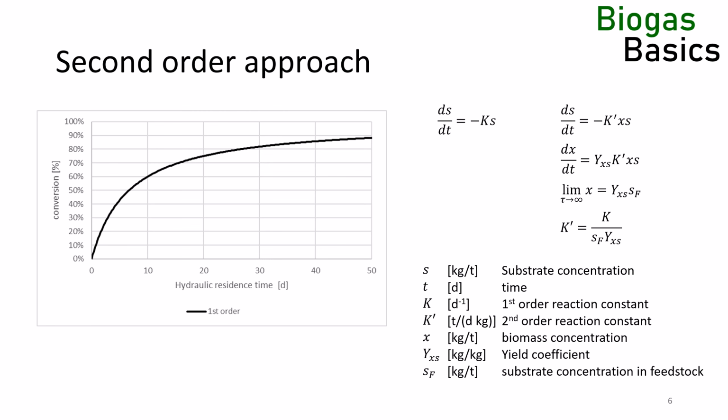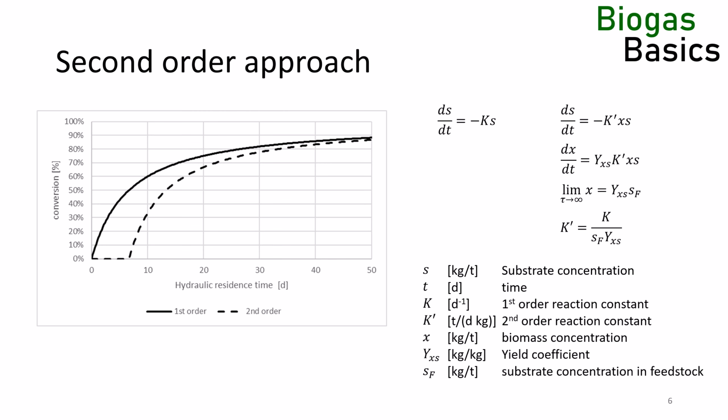Let's plot the conversion factor in a CSTR for the second order reaction. The dashed line is the second order reaction, the solid line is the first order reaction. We see that in the chemostat region, at high residence times, the second order reaction behaves very similar to the first order reaction. But unlike the first order reaction, the second order reaction shows a washout point. The second order reaction can describe a CSTR much more accurately than a first order reaction. However, it requires knowledge about yield coefficient and initial biomass concentration in batch reactors.